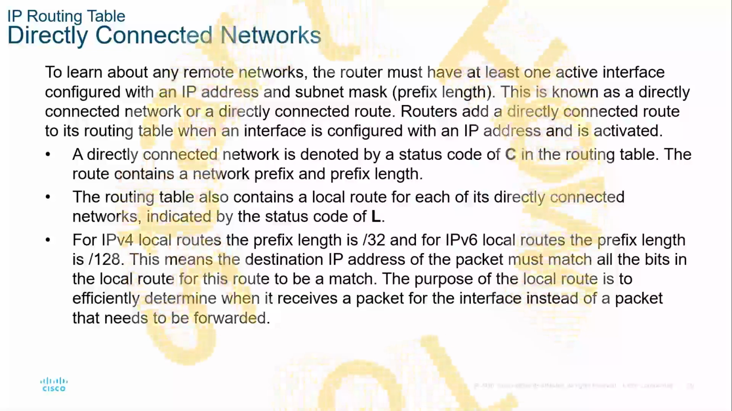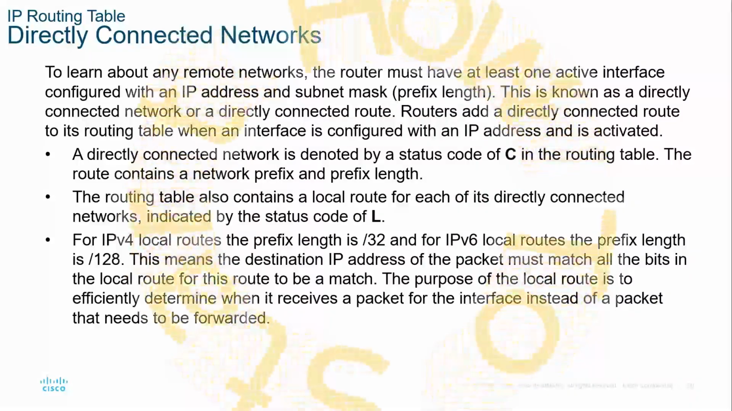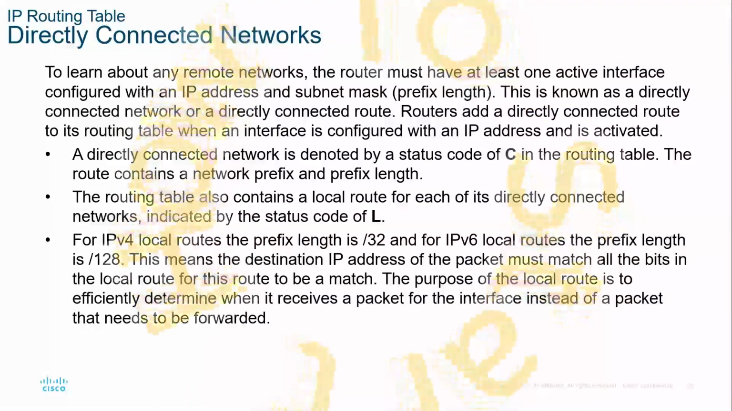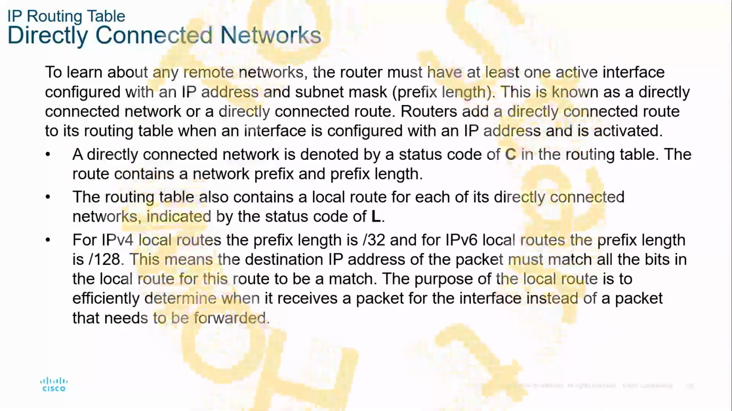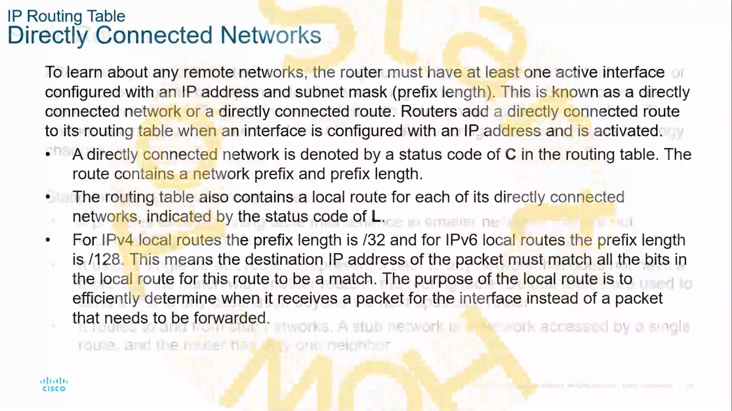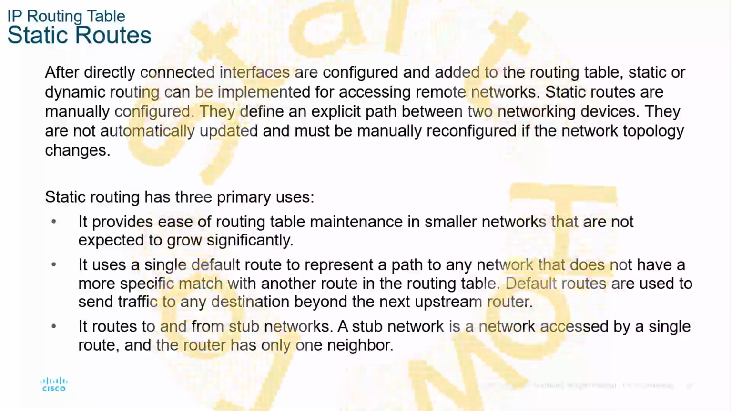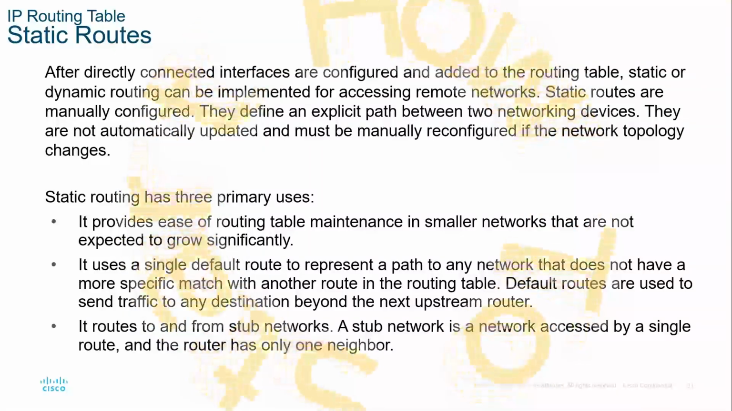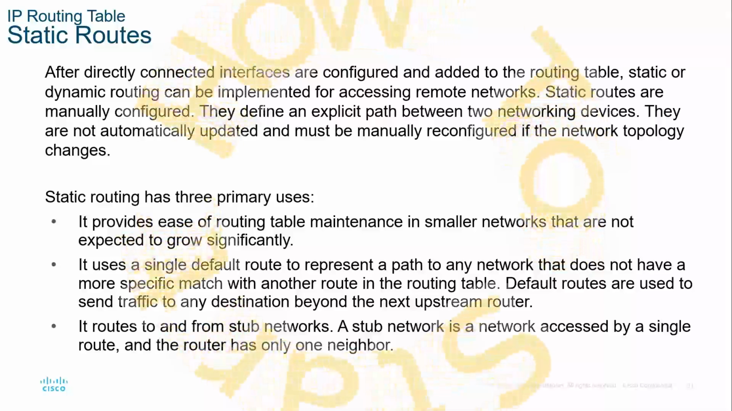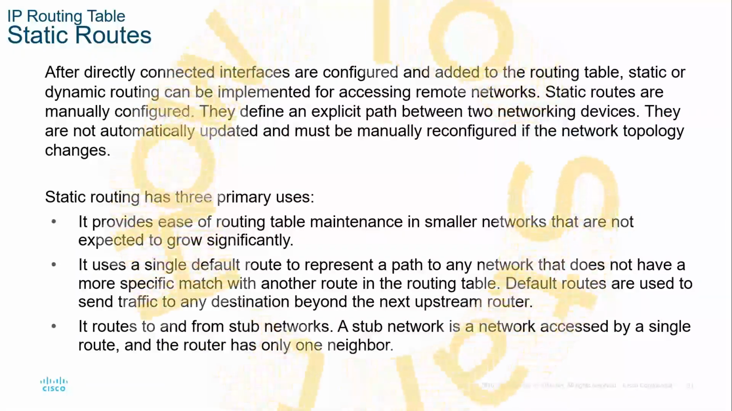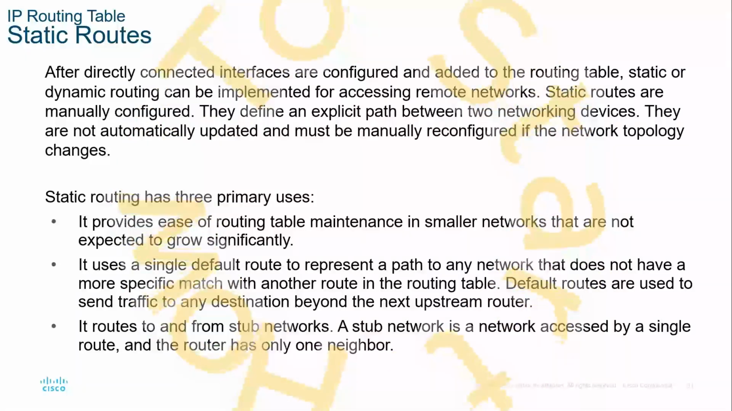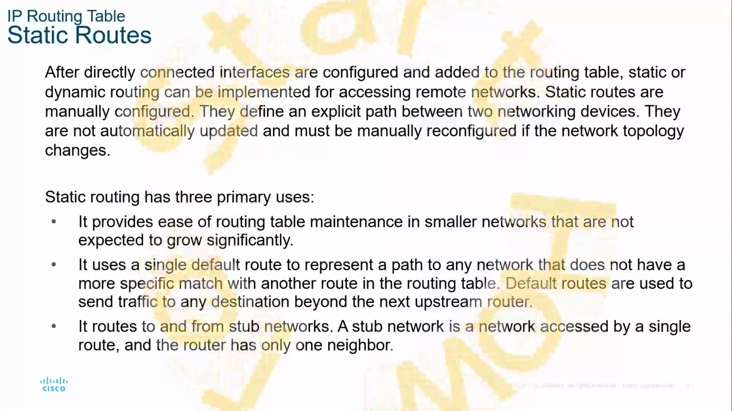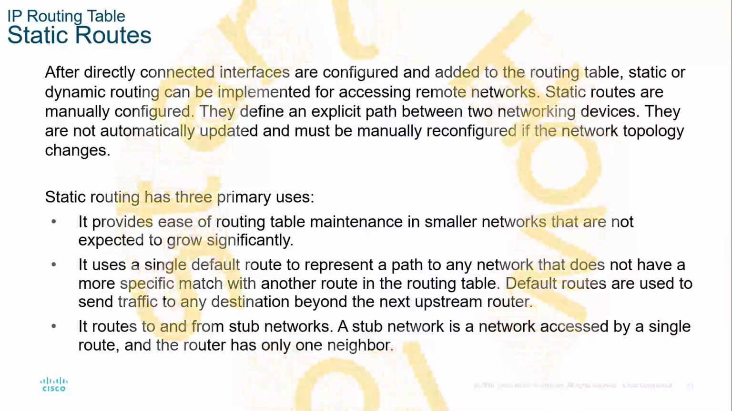Directly connected networks, again, C or L. These are learned when the router is powered on, the interfaces are active, and an IP address is assigned. Static routes are routes that were manually configured, and there are 3 primary purposes for static routes. It provides an easier way of routing table maintenance. Though this is mainly for small networks, it does not scale very well.